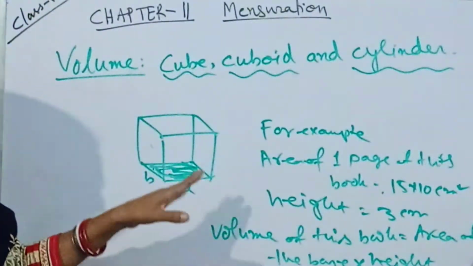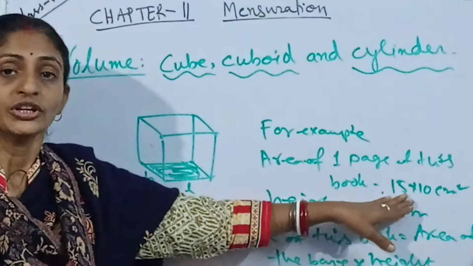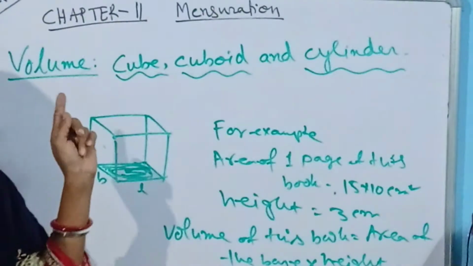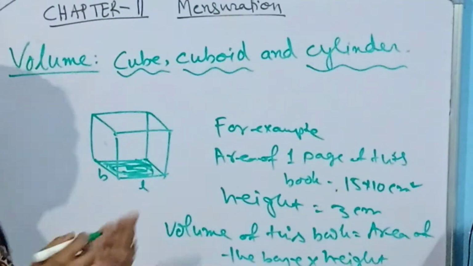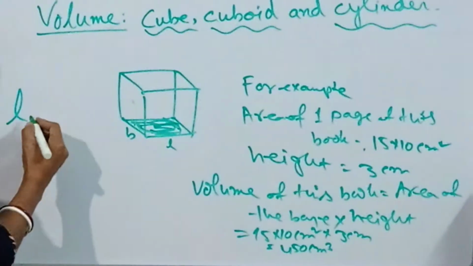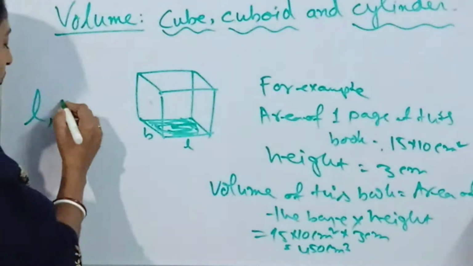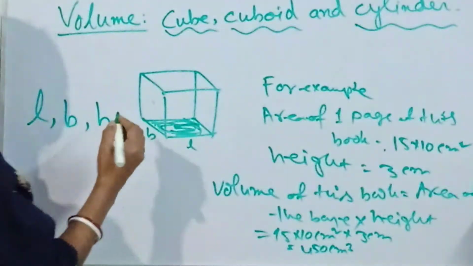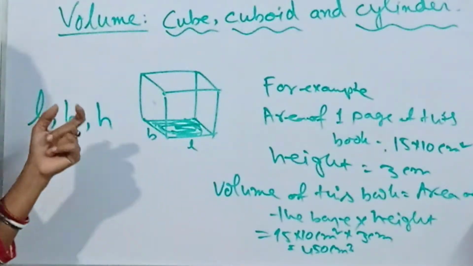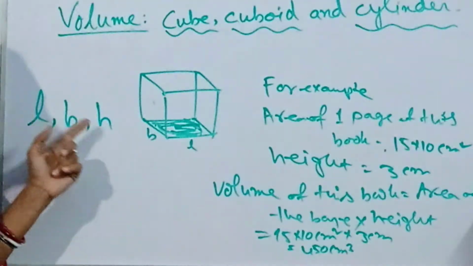See, here we have directly multiplied three things. What are the things we have taken? For a cuboid, the first thing is the length, the second one is the breadth, and the third one is the height of this particular closed set. Okay, and we have multiplied these three.